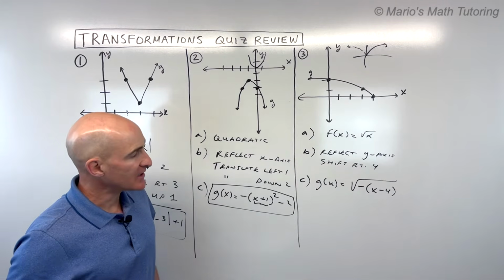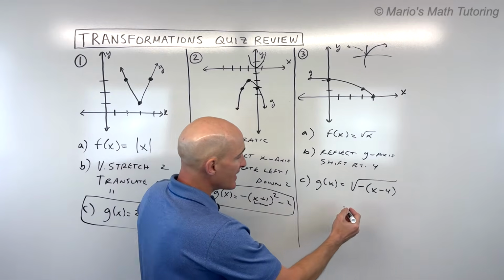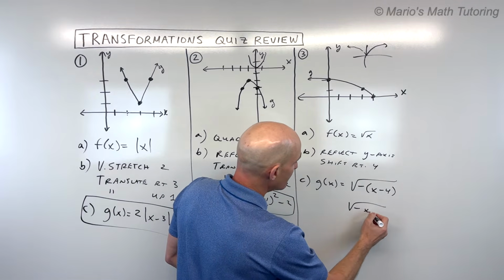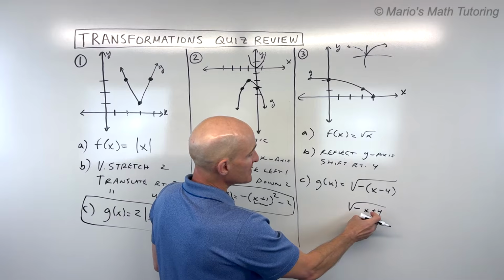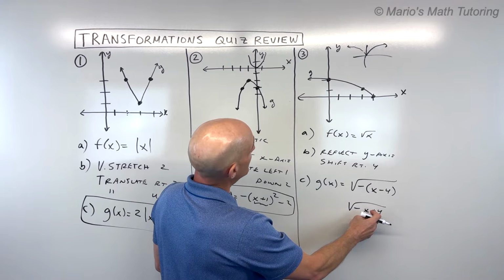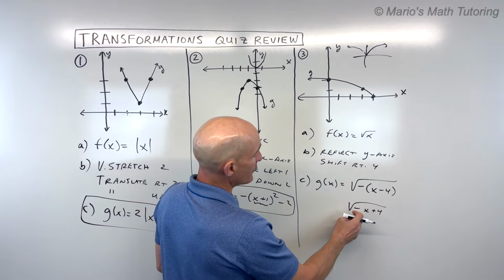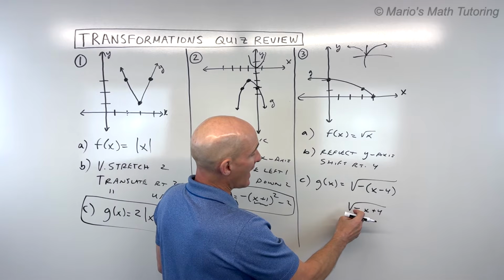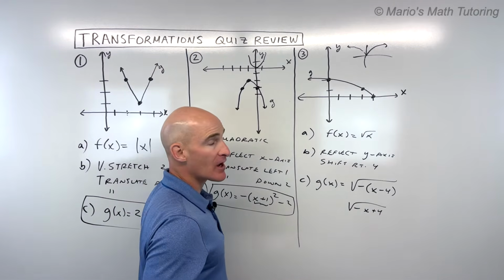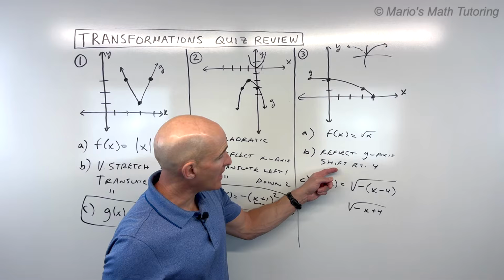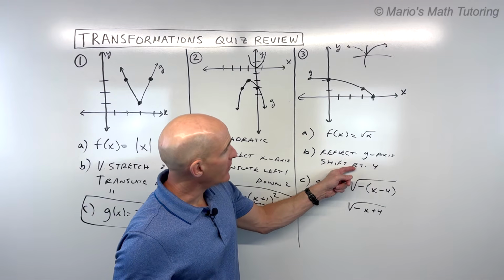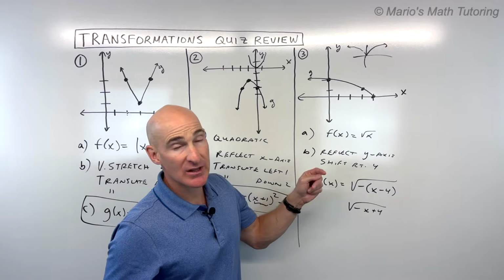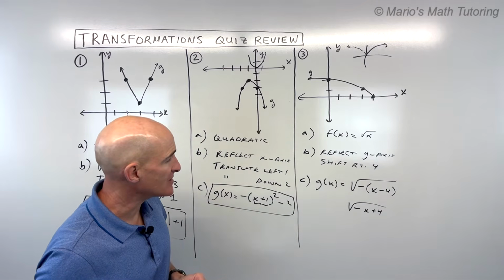So what's interesting is, if you were to distribute this negative, you could write this as negative x plus 4, which means that you would then be shifting the graph left 4 and then reflecting over the y-axis. That would yield the same graph. So you have a couple of different options, but you wouldn't want to say shift right 4 and then reflect over the y-axis. That would give you a different graph, and you can test that out and see for yourself.